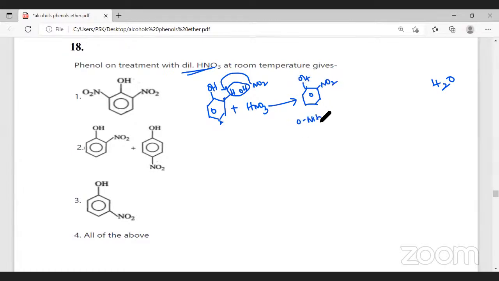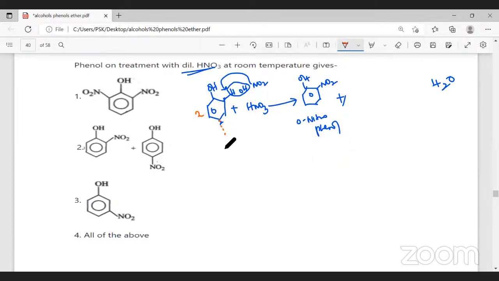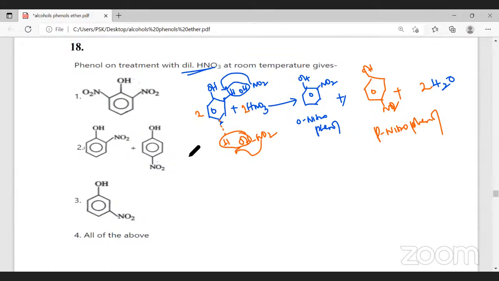This is ortho-nitrophenol. Similarly, if I show a second molecule of phenol like this, we show hydrogen at the para position. We take the second molecule of nitric acid here, OH and NO2. H and OH get eliminated as water. In place of H, NO2 goes. So you get a benzene ring, OH, and NO2. It is called para-nitrophenol. So when phenol is treated with dilute nitric acid, we get a mixture of ortho-nitrophenol and para-nitrophenol. Hence, the answer for this question is option 2. This is ortho-nitrophenol and this is para-nitrophenol. Followed?